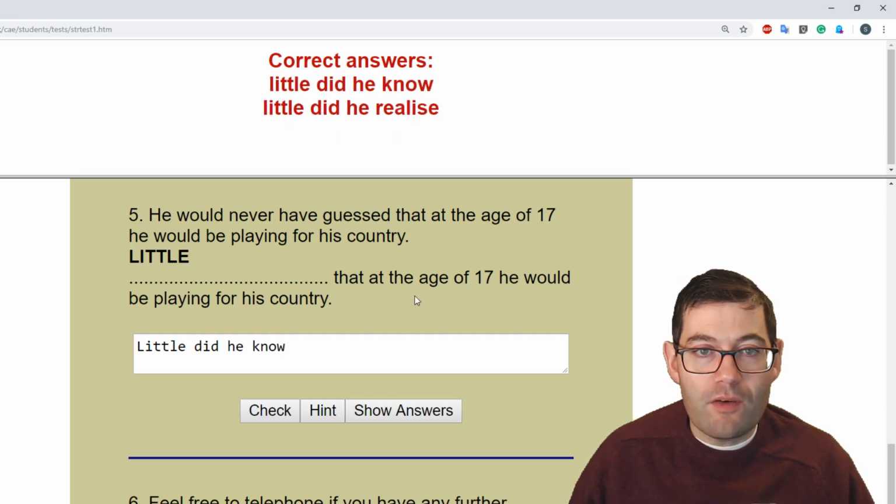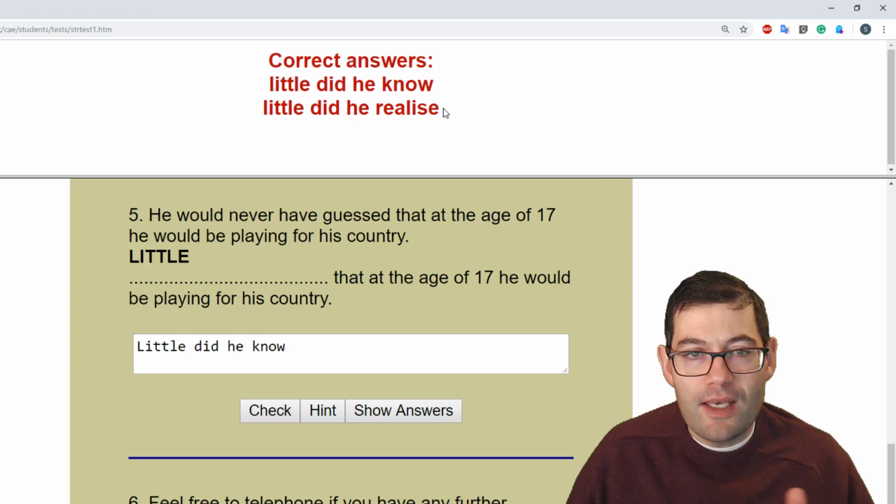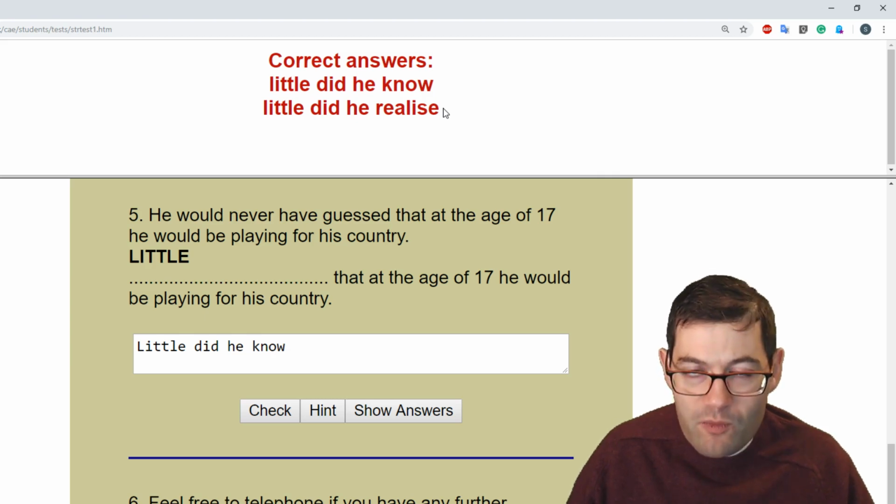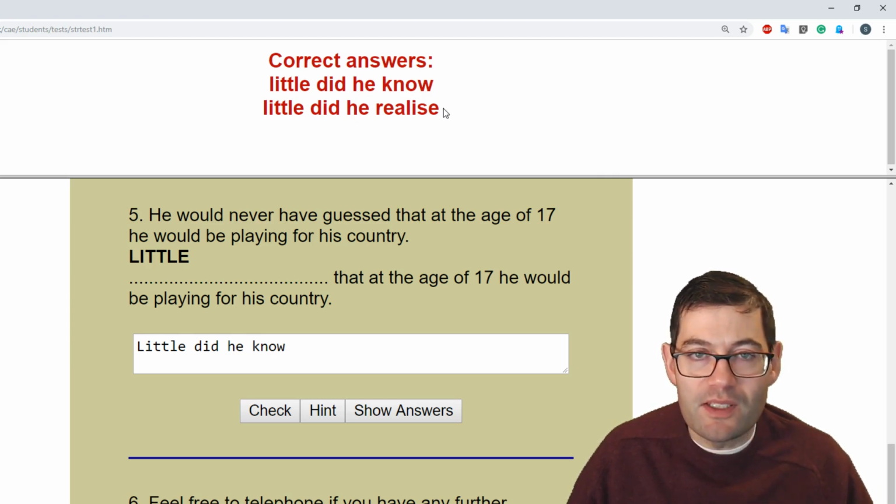And if we check our answer, we can see we've got 2 options: "little did he know" and "little did he realize". Both of them are inverted forms. Both of them are absolutely fine.